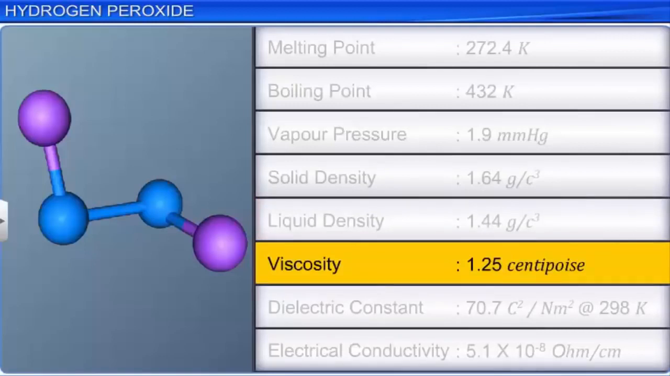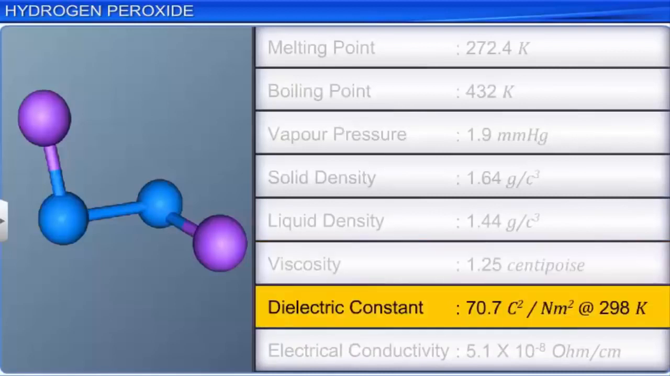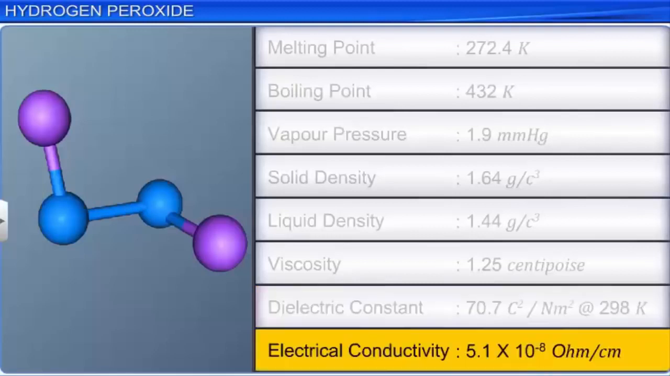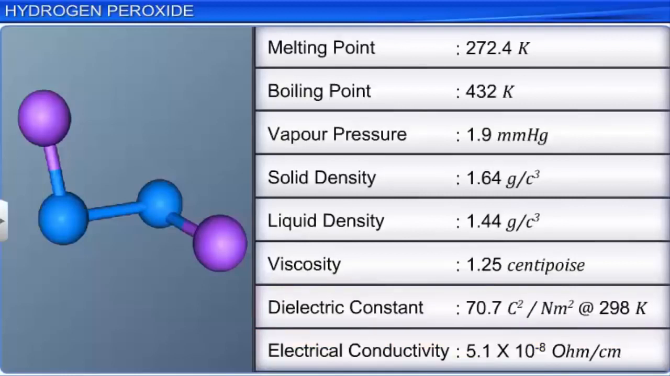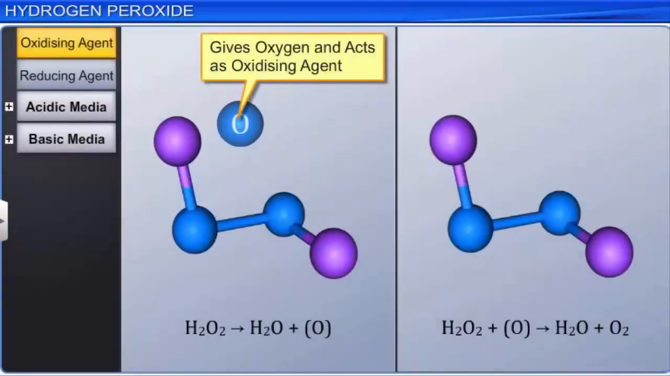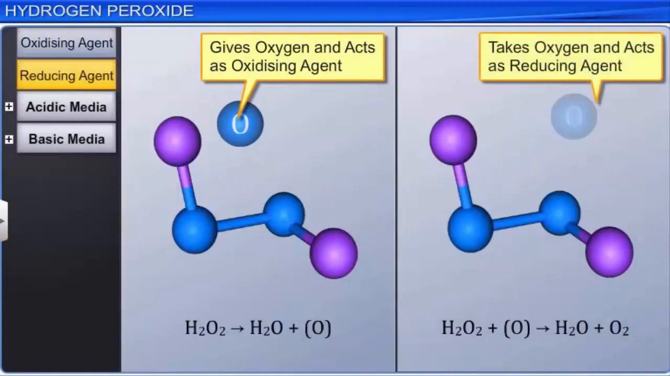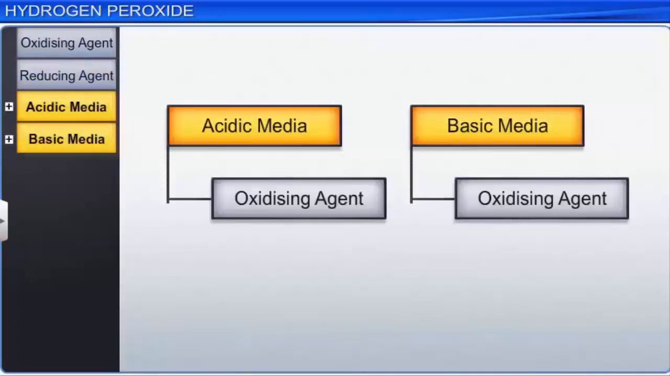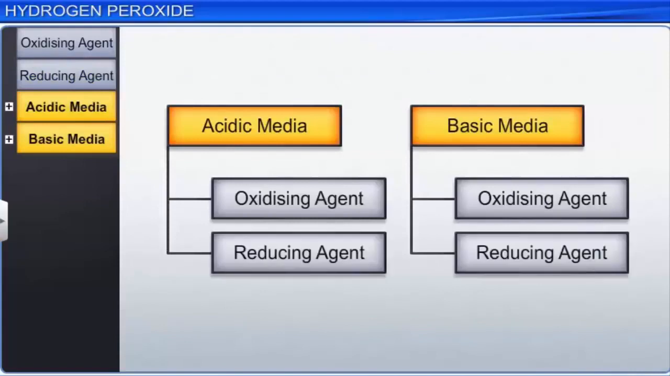Its dielectric constant at 298 Kelvin is 70.7 coulomb square per Newton meter square. And electrical conductivity is 5.1 into 10 raised to minus 8 ohm per centimeter. Chemically, it acts as an oxidizing as well as a reducing agent in both acidic and basic media. So, let's now look at the reactions that take place in acidic media.